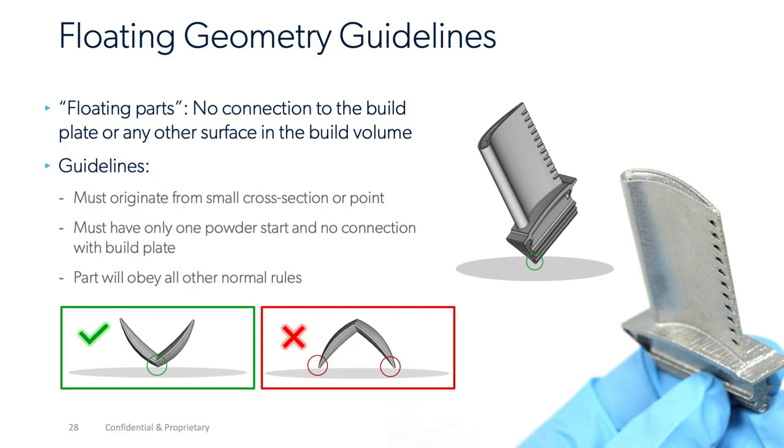The only real rules are that to print a floating geometry, it has to start from a small cross-sectional area, or roughly a point, and it can only start from a single point. So if you look at the graphic on the bottom left, you have this kind of arch shape. If it starts at a point, very small cross-section, no problem, and it can grow out into any other geometry, and it obeys all the other rules that we've gone over. However, if it starts at 2 points, the issue here is that each of the points will start fine.